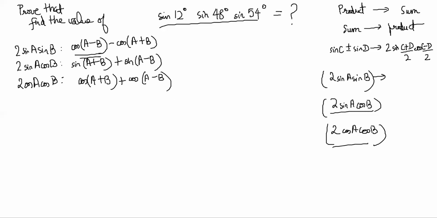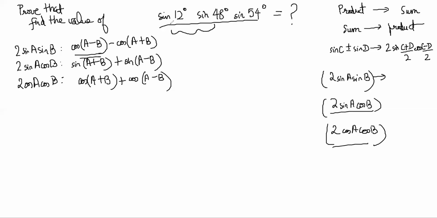So here, which two angles should you group together in this? These are a product of three sines, so two of them you can group together. Which is a good candidate? 12 and 48. 12 and 48 is a good candidate because it gives us a nice 60-degree angle, right? You will not likely group 12 and 54. That will not be nice. Or 48 and 54, right? That will be horrible. So do grouping of 12 and 48.